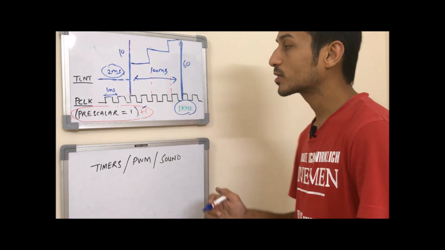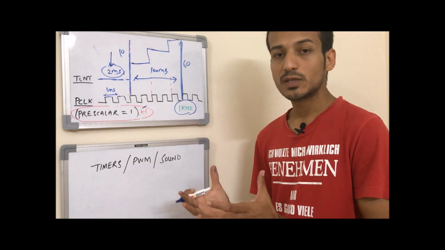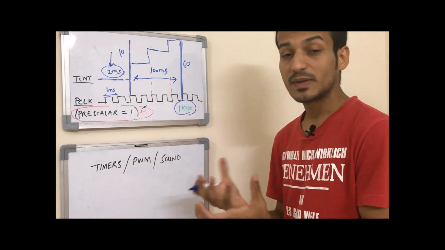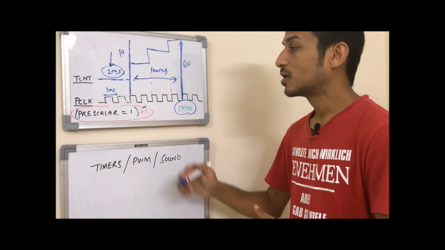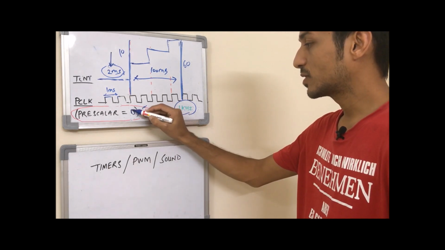But with this configuration, you have a resolution of 2 millisecond, which means you cannot measure time less than that. So if you have to measure in milliseconds or in microseconds, 2 millisecond will not work for you. So you have to decrease the prescaler value.